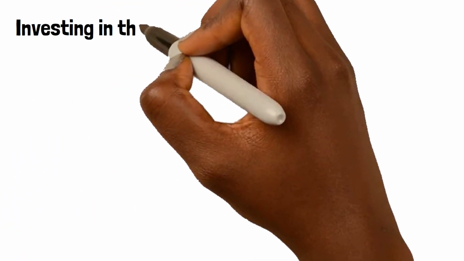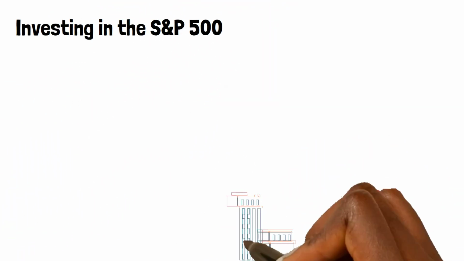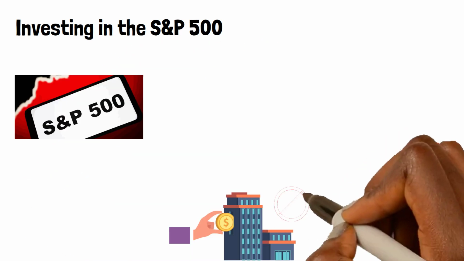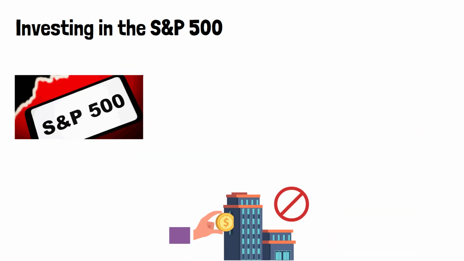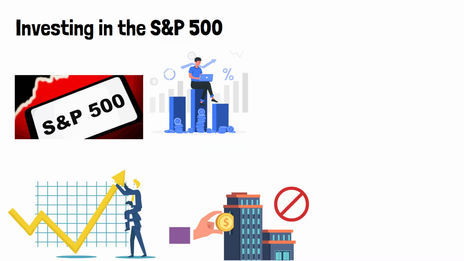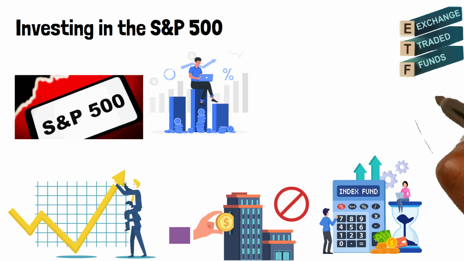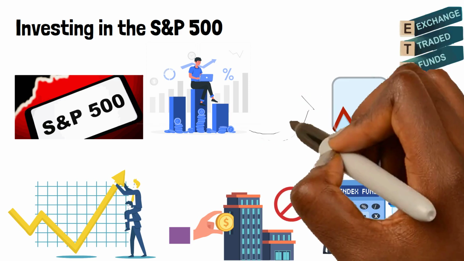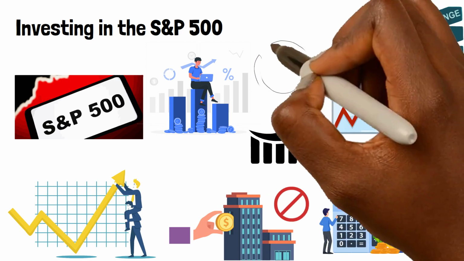Investing in the S&P 500. So this all sounds good and you're ready to invest in the S&P 500. Well, you can't actually invest directly into the S&P 500 stock index itself, because it's just a measure of the underlying stocks. But you can invest into an index fund or ETF that tracks or attempts to match the S&P 500. This is done to tie to the stock index's performance as accurately as possible.